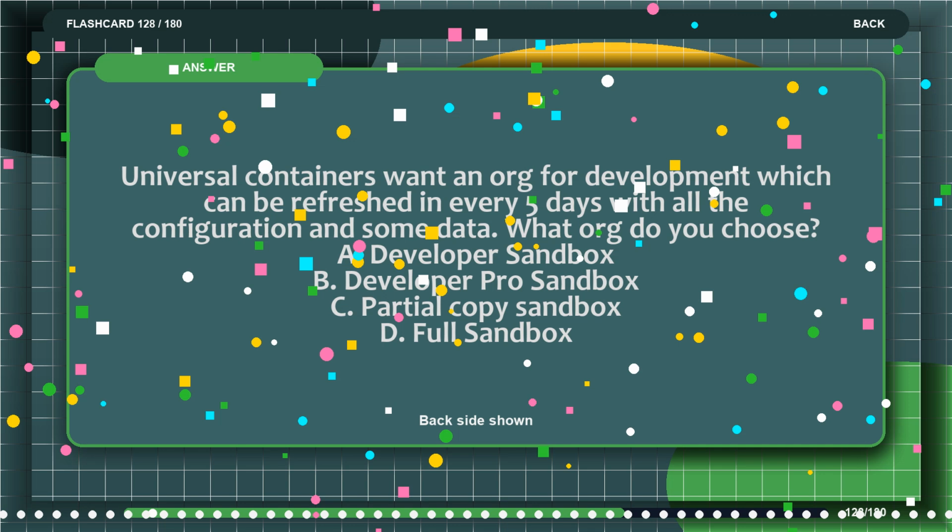The answer is: Universal Containers wants an org for development which can be refreshed every 5 days with all the configuration and some data. What org do you choose? A. Developer Sandbox. B. Developer Pro Sandbox. C. Partial Copy Sandbox. D. Full Sandbox.